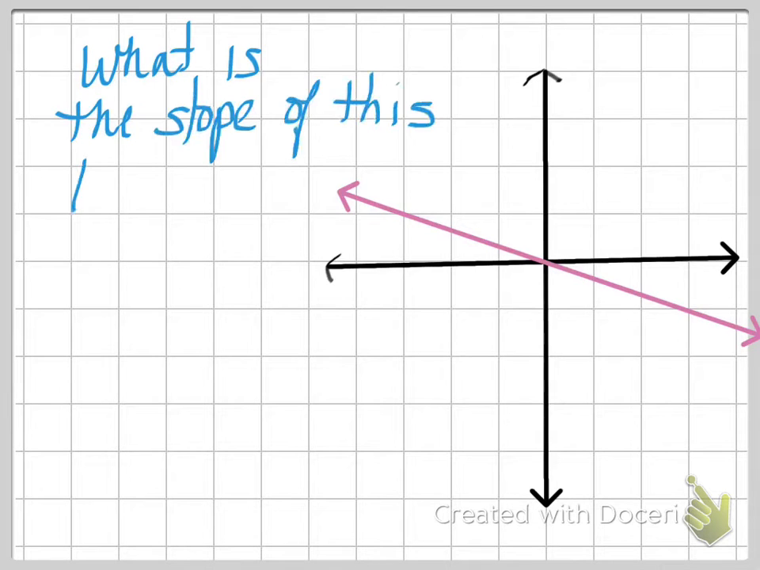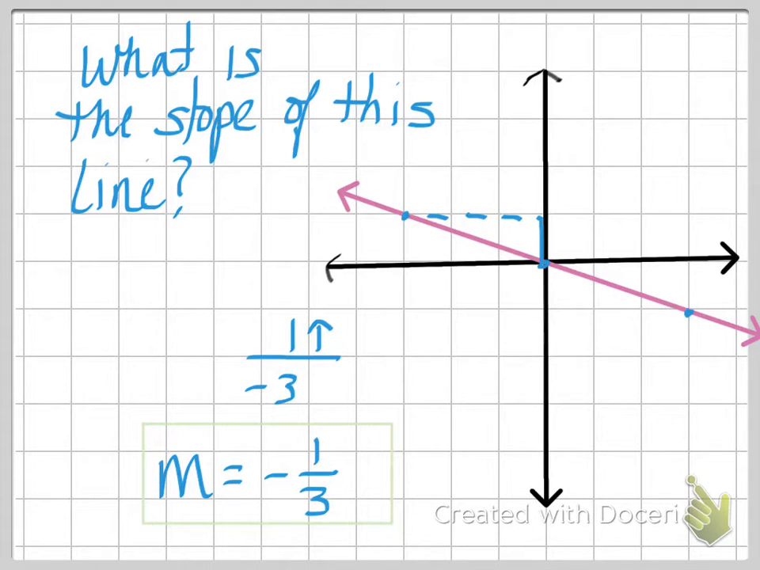Let's look at the slope of this line. And we see it's 1 up, but we're going back. So 1/-3, or we could just say -1/3. Remember, this is a negative slope. It's falling from left to right.